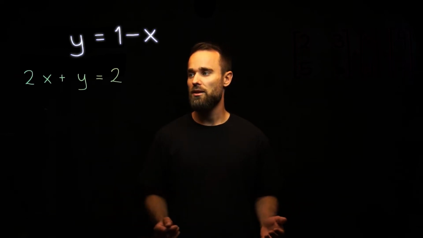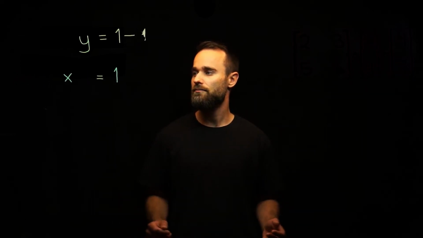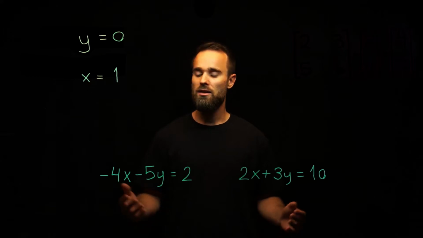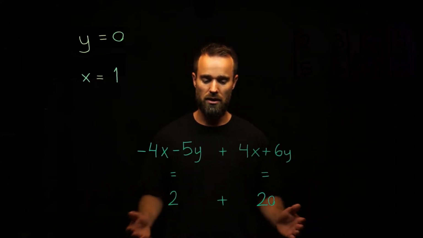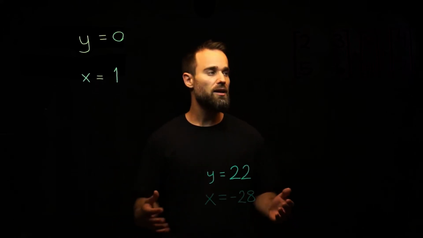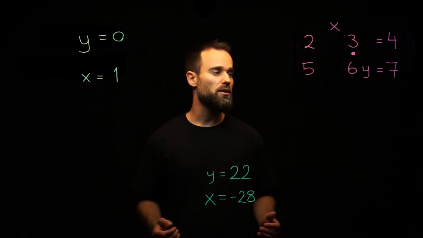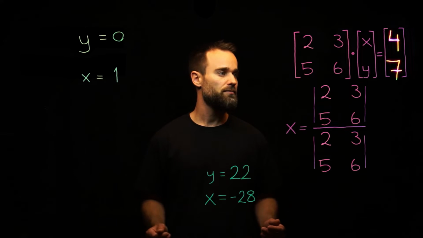The substitution method, which involves substituting one of the equations into the other. The like coefficients method, which involves adding or subtracting the equations from each other. And the slightly more challenging determinant method, which, unlike the other two, has a formula for the solution.